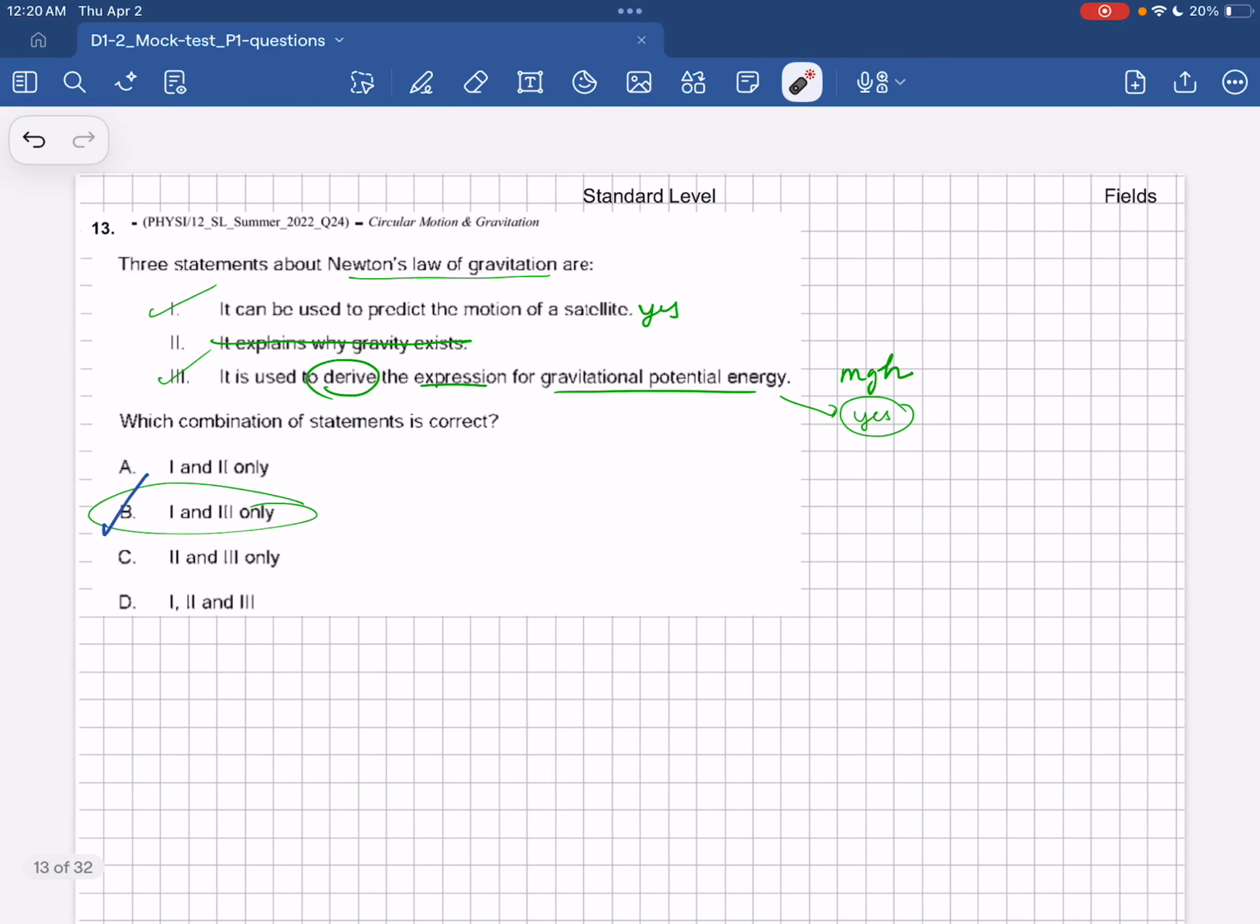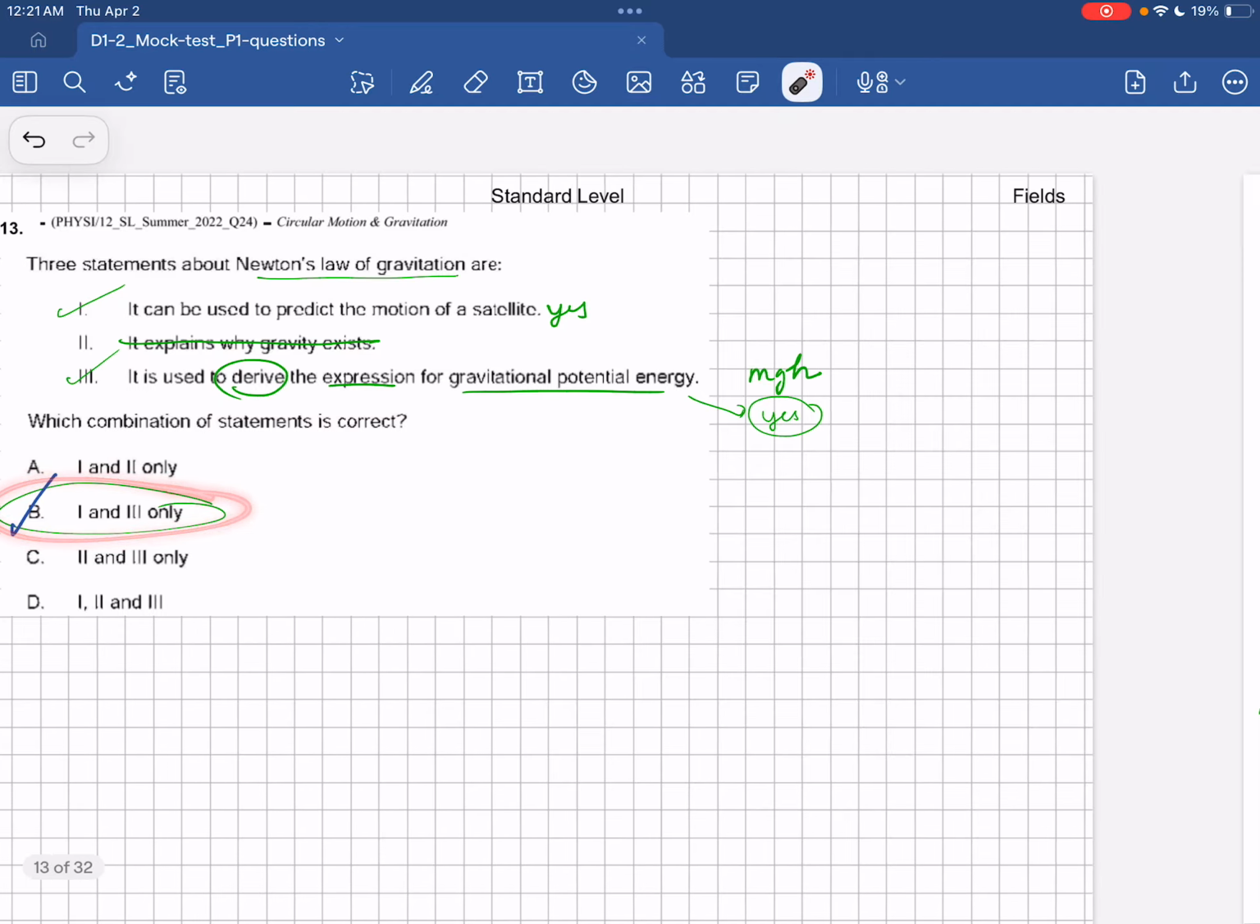13. Three statements about Newton's law of gravitation. It does not explain why gravity exists. It just states the magnitude of the gravitational force itself. It can be used to predict the motion of a satellite, yes, because from this we can find the acceleration and so on. It's used to derive the expression of gravitational potential energy mgh, yes. So this is incorrect, only 1 and 3, so B.